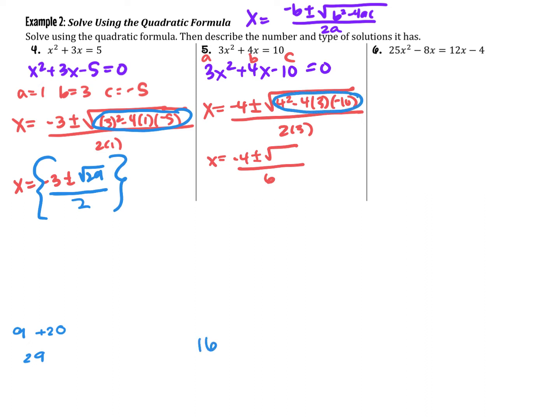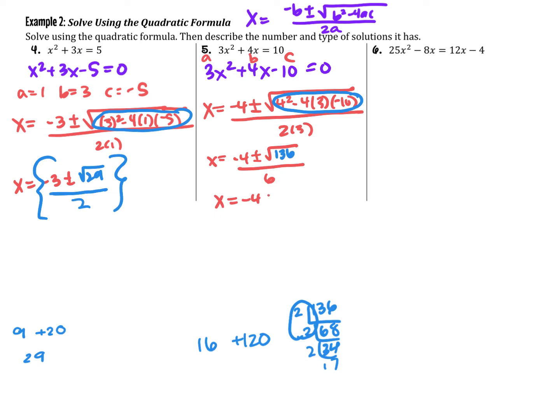4 squared is 16. Negative 4 times 3 is negative 12, times negative 10 is going to end up giving me plus 120. So 16 plus 120, this discriminant is going to be 136. And then I'm going to need to simplify that radical. Well, 136 is 2 times 68. 68 is 2 times 34. 34 is 2 times 17. So that radical can simplify.